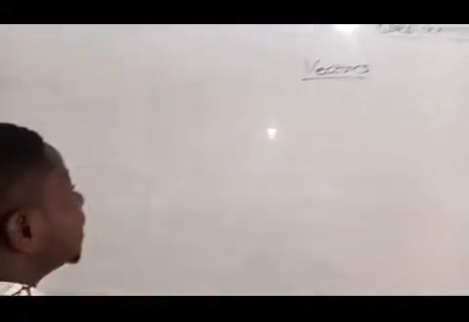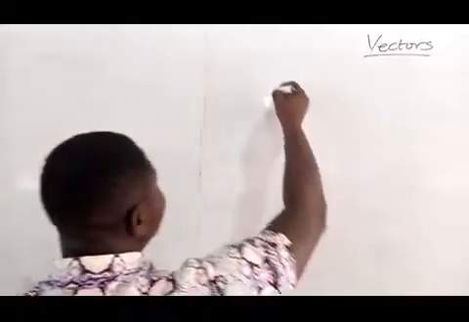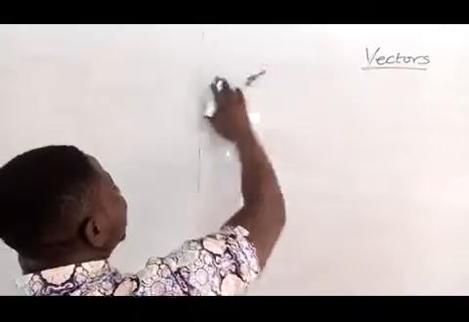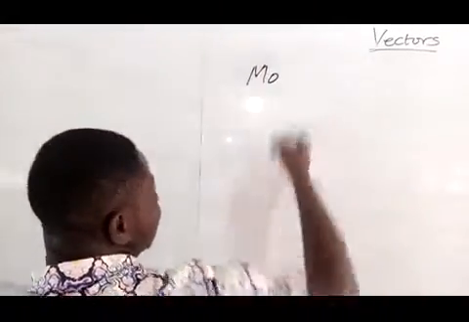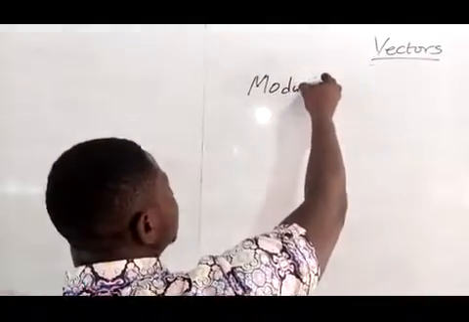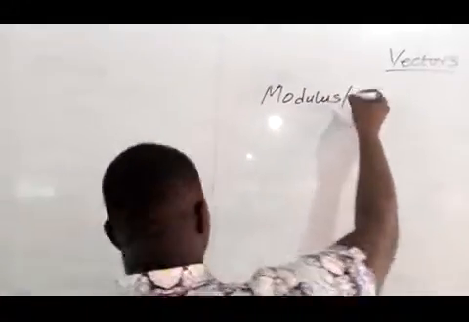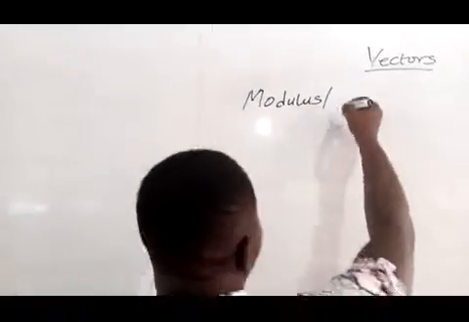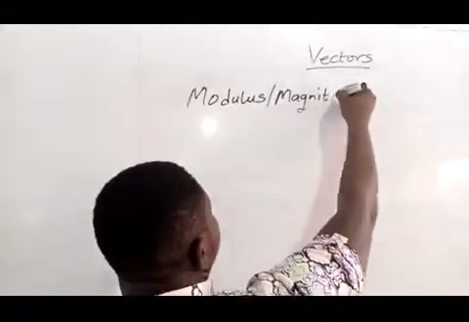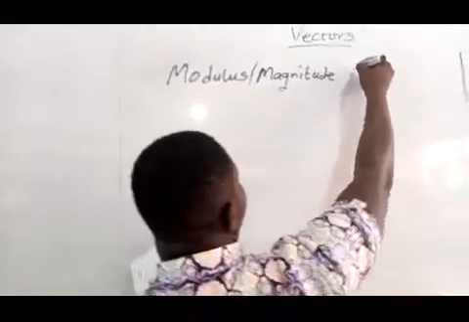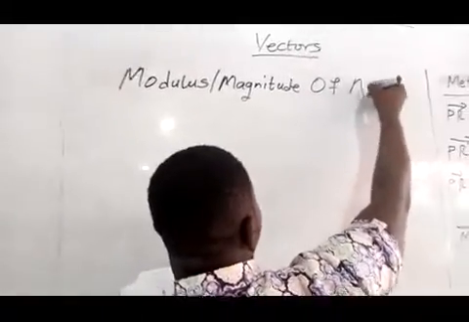Okay, so the next thing we are going to look at is the magnitude or the modulus of a vector. Like I said earlier, another name for the magnitude is the modulus, or you can also say the length or the distance between 2 points. Okay, so the modulus or the magnitude of a vector.